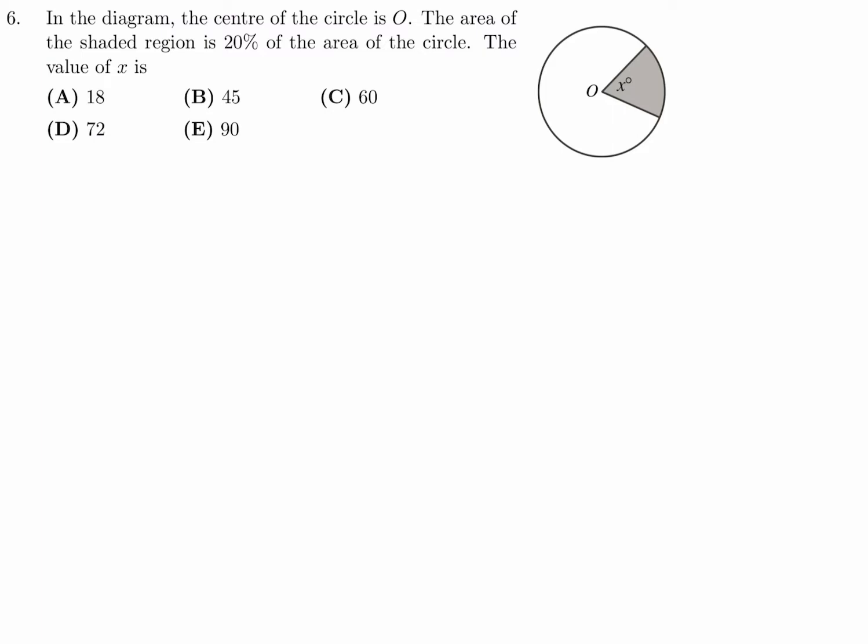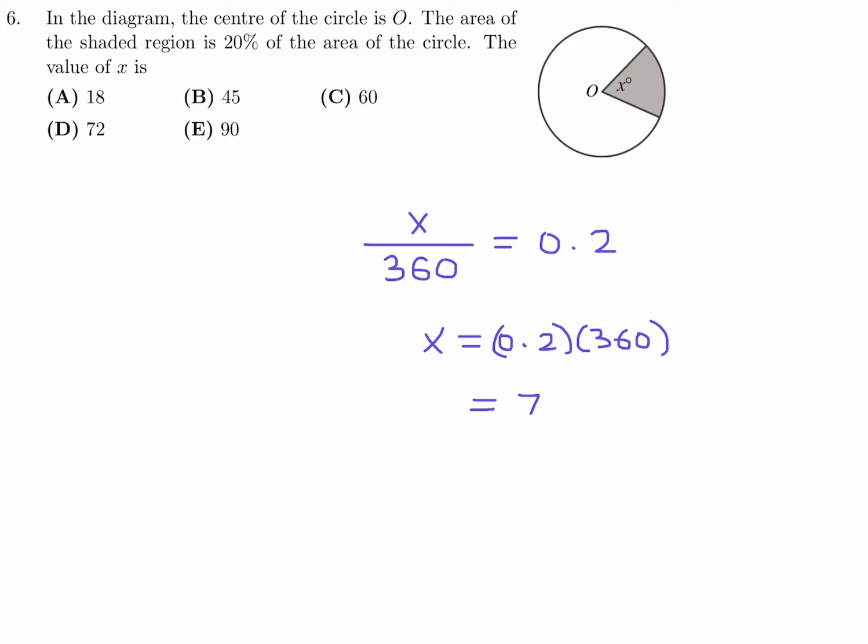In the diagram, the center of the circle is O. The area of the shaded region is 20% of the area of the circle. The value of x is? x over 360 degrees is going to be the equivalent area if you compare it. And they've already told you that is equivalent to 20%, which is 0.2. And there you go. That's what you have to solve. So x is going to be 0.2 multiplied by 360. And that is equal to 72. So number 6, the answer is D.